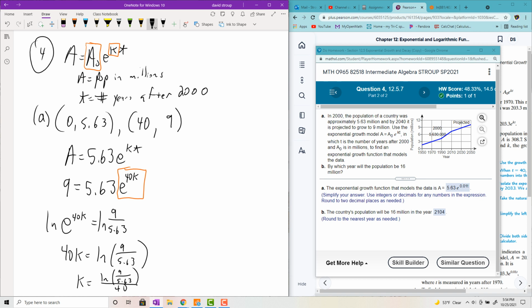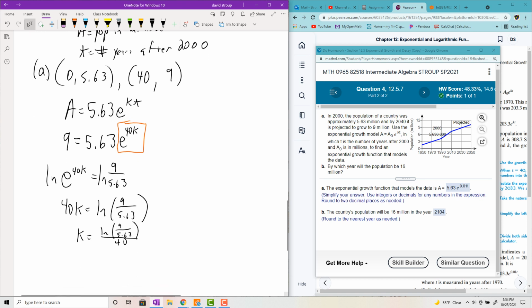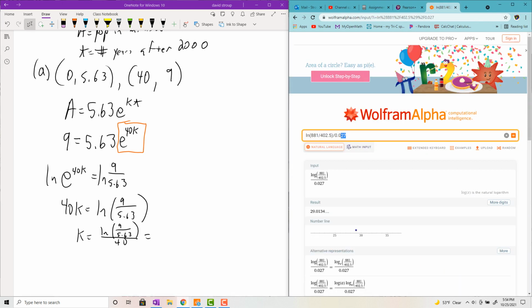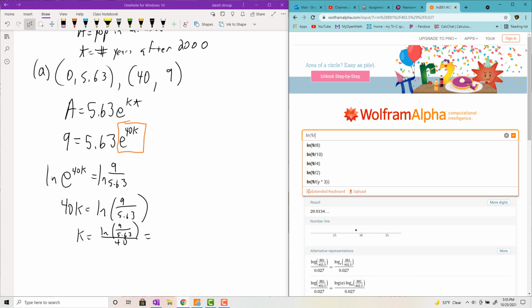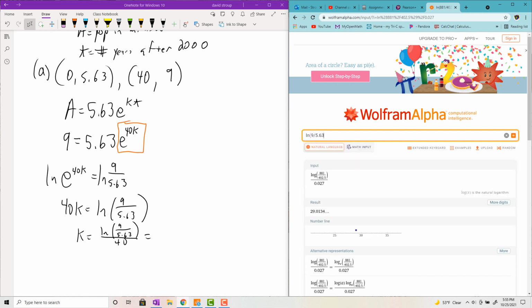Usually if they don't say anything, I'll take this out to 4 decimals. In part A, though, they say round to 2 decimals as needed. So this time I'm just going to round to 2 decimals, but if they don't say, round out to 4 decimals at least. Later in math, I'll just keep it as it's written so I can avoid any approximation errors. But for now, we're going to go to 2 decimals.